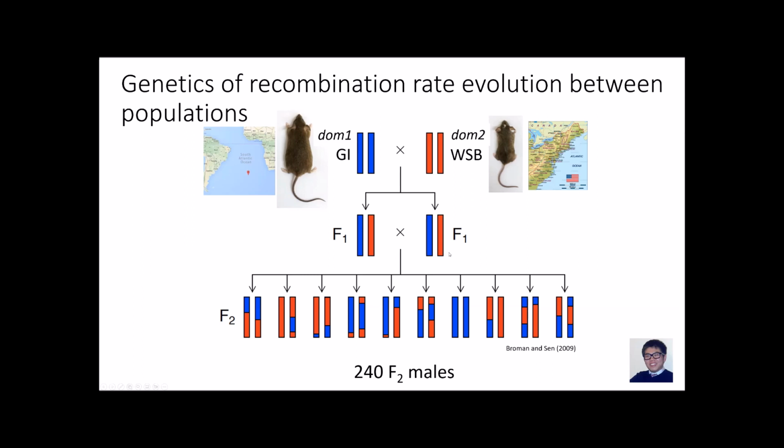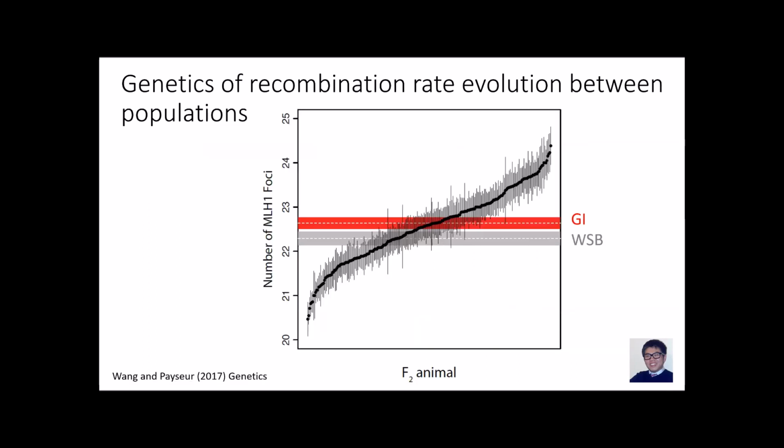He generated F1s from these inbred strains and then constructed genetically unique F2s, and he got up to 240 F2 males. And he scored the number of crossovers using the approach I mentioned before in each of these males. Here's what the distribution among the F2s looks like.